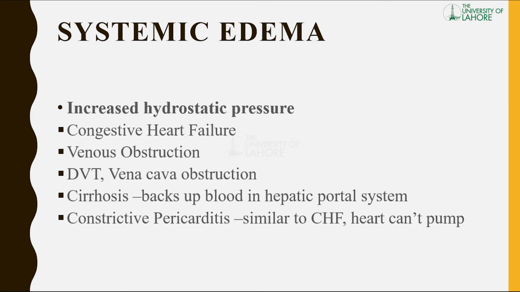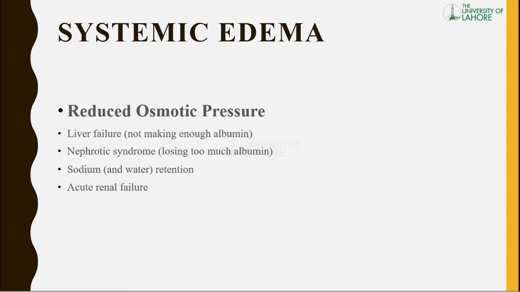Systemic edema. In systemic edema, there is increased hydrostatic pressure, congestive heart failure, venous obstruction, deep venous thrombus, cirrhosis, and constrictive pericarditis. In systemic edema, there is also reduced osmotic pressure, liver failure, nephrotic syndrome, sodium and water retention, and acute renal failure.